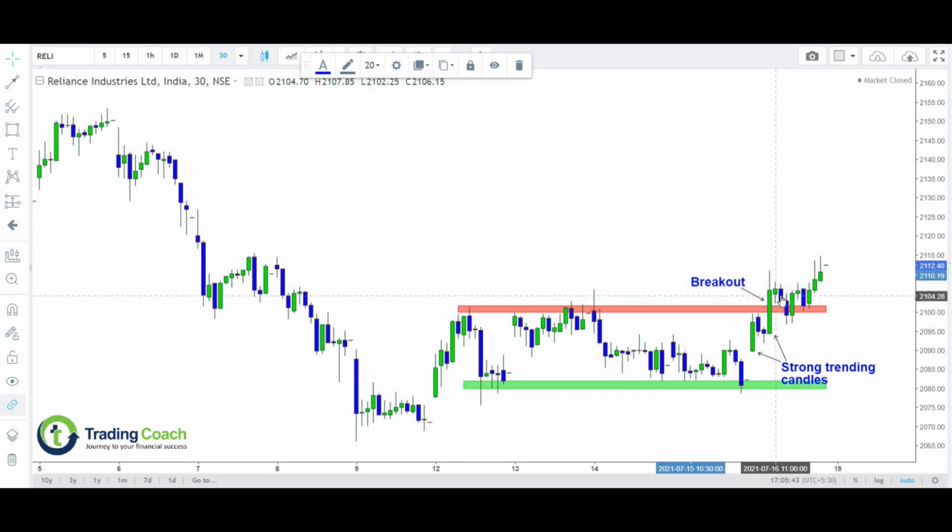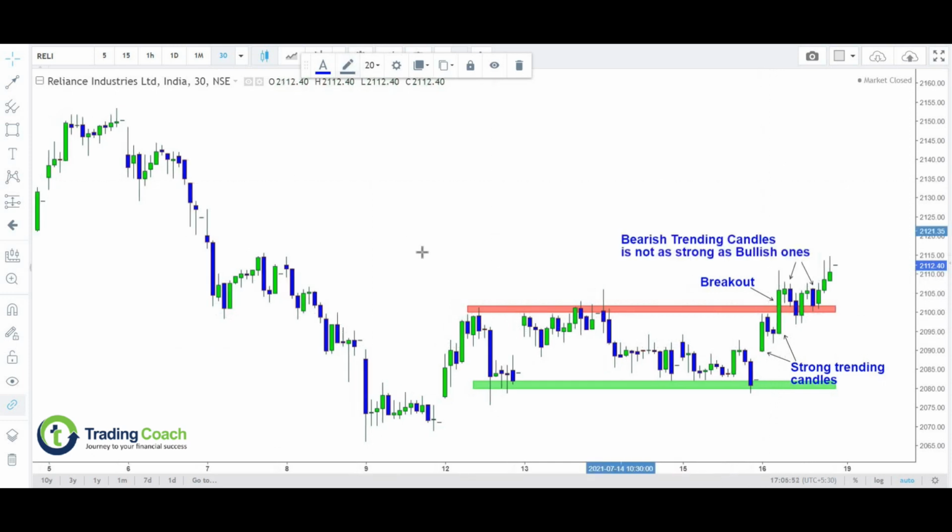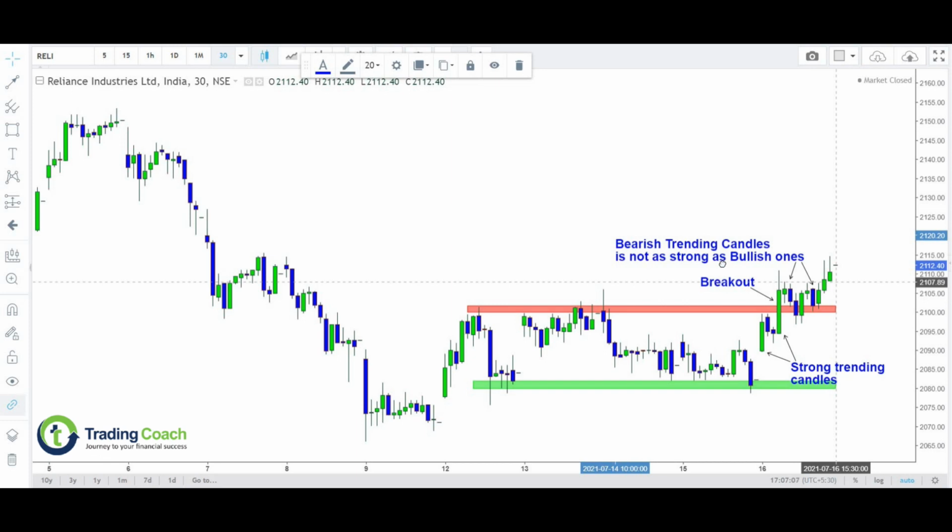Alright. So we can see some bearish candles. The bearish candles are also trending. We can see some good trending bearish candles, but they are not as strong as the bullish candles which we see here. Isn't it? To summarize, the bearish trending candles are not as strong as the bullish ones. The bullish candles are very strong compared to the bearish trending candles. Apart from that, we are also seeing some normal or moderate ranging candles in the middle, but we can completely ignore them.